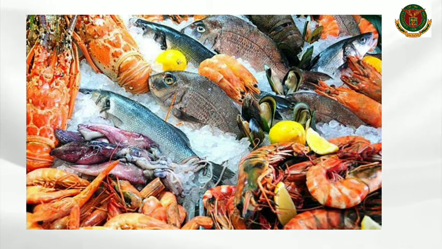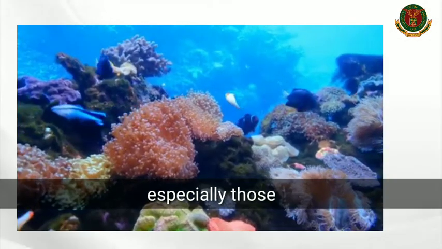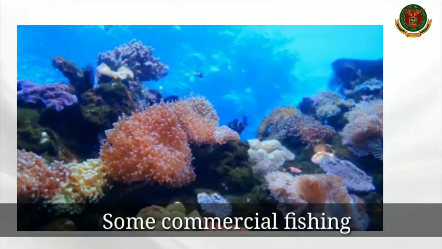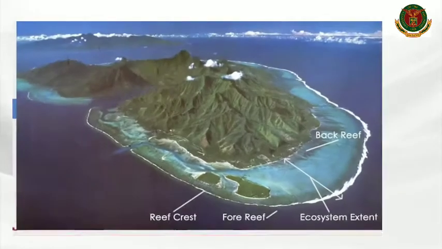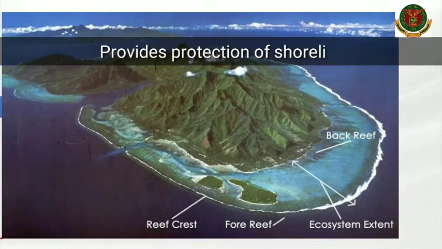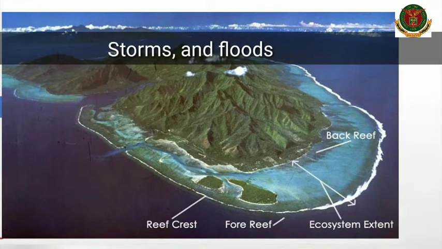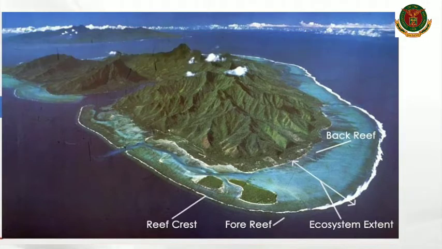Reef fishes and other organisms are significant sources of protein for up to 1 billion people, especially those who live near reefs. Some commercial fishing enterprises also depend on coral reefs and the fish they produce. The coral reef structure provides protection buffers of shoreline against waves, storms, and floods, helping to prevent loss of life, property damage, and erosion.